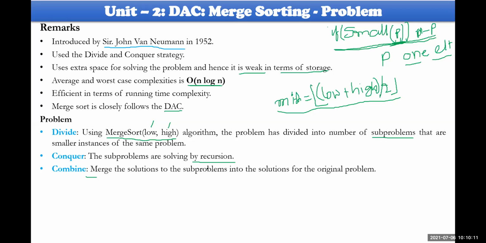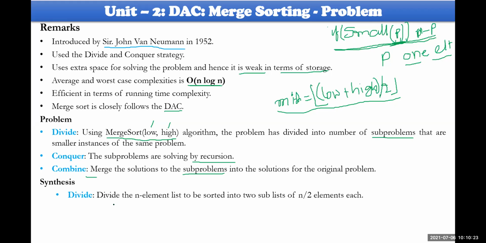Original problem. All subproblems are combined to the original problem by following the sort operation. Then what is the actual synthesis? If the number of elements is n, for example, then n by 2 elements will be taken into consideration on creation of a sublist.